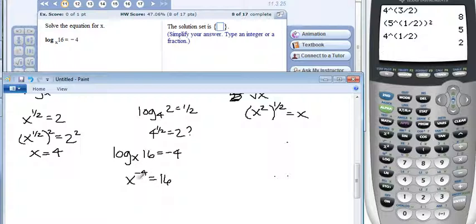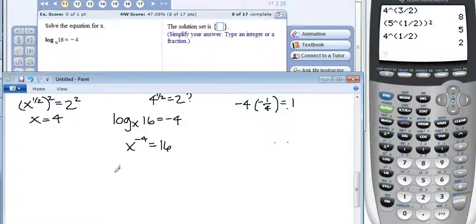Okay. How do I get rid of a -4? Well, I want to turn that into a 1, right? So -4 times a -1/4 will give me what? Well, negative times a negative is a positive. That's good. And 4 times a 4th is 1. All right, good. So I'm going to take each side and raise it to the -1/4 power. I can do anything I want to either side, as long as it's done to both. So -4 times -1/4 is just 1, which is x.